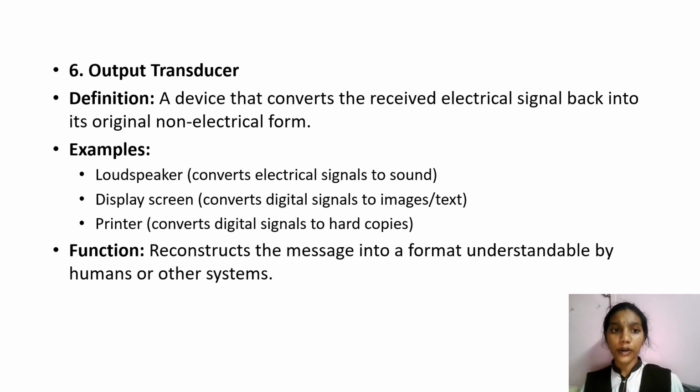Next one is the output transducer, a device that converts the received electrical signal back into the original non-electrical form. Examples: a loudspeaker converts electrical signals into sound. A display screen converts digital signals into image or text. A printer converts digital signals into a hard copy. Function: reconstruct the message into a format understandable by humans or other systems.